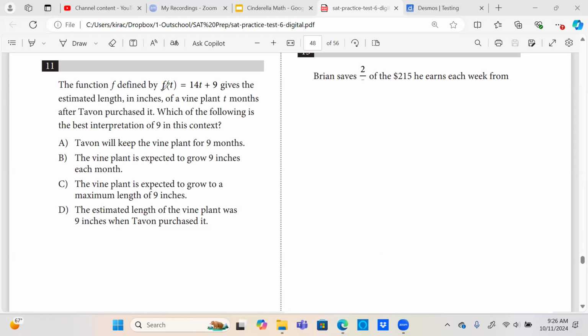So we do have a linear function. You could think of it like this: y equals 14x plus 9. So that is a line. And if you think of it in that context, this is your slope, and this is your b, your y-intercept. So 9 is the y-intercept.